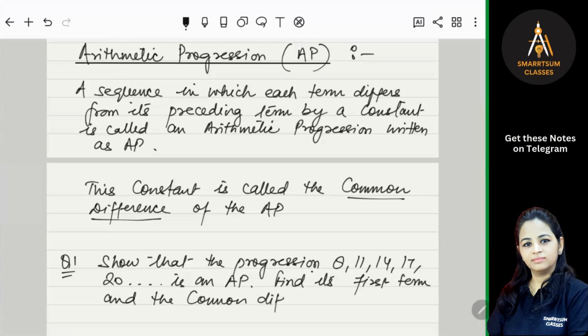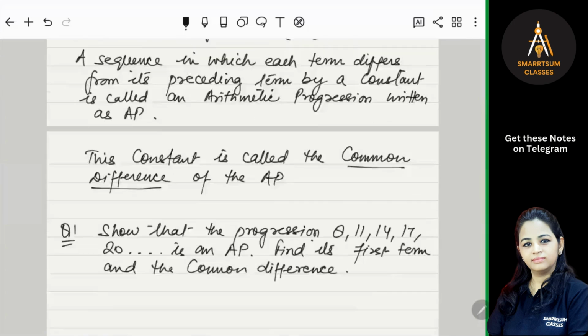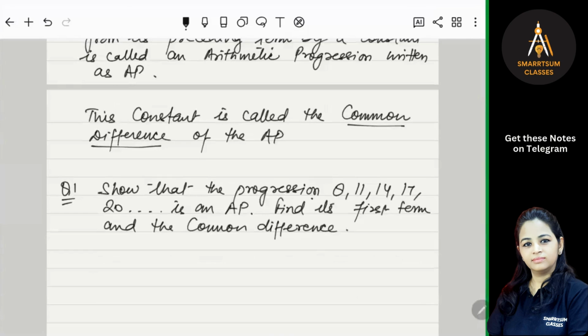Okay, so we have to show that this is an AP. So how will we show that this is an AP? We will find the common difference, right? And we show that the common difference among the consecutive terms is same, right? So if it is same, then this is an AP. Getting that?